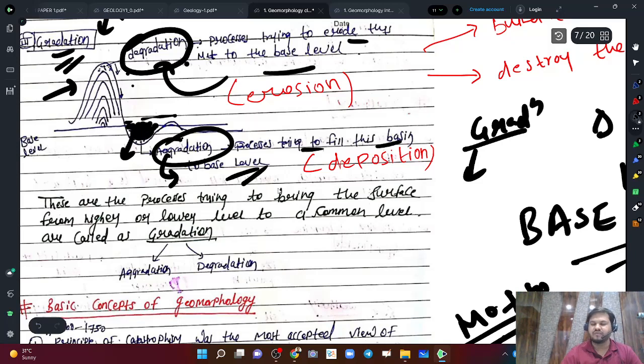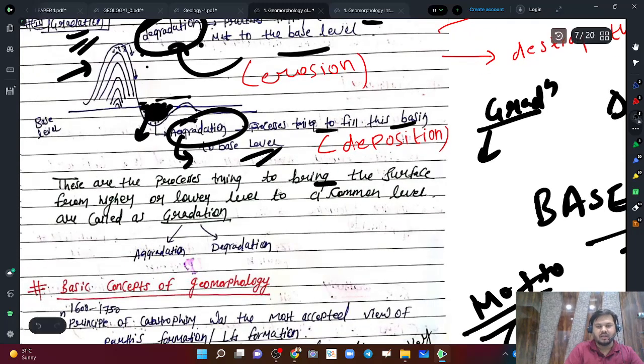So the aim of the river is to erode the mountain and to fill the basin, basically. It wants to level everything up. So you can say the river has a mode of equality. It is flowing with the aim of making everything the same. So basically these are the processes trying to bring the surface from a higher level and a lower level to a common level.